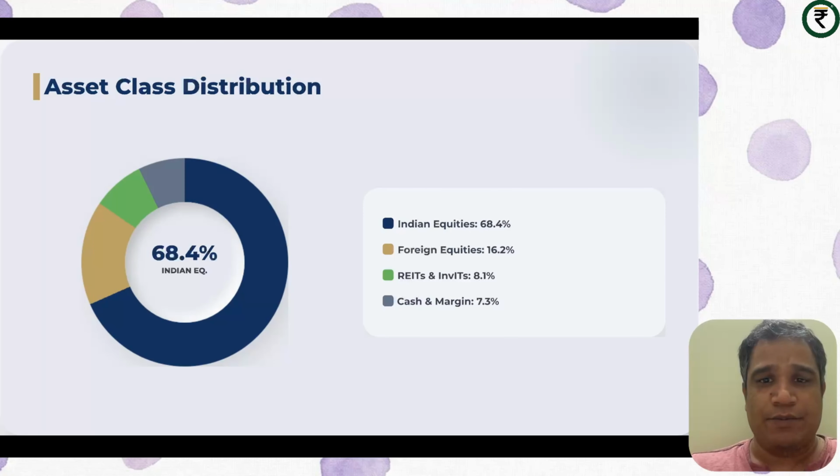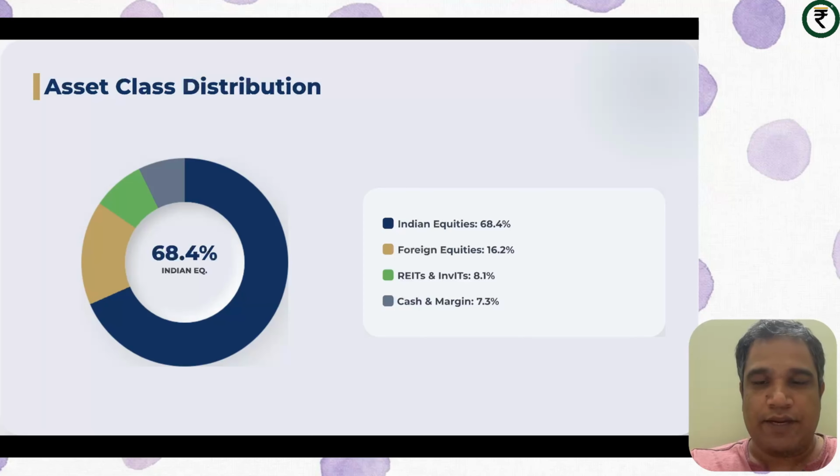What is the asset class distribution? The asset class distribution in the Flexi Cap mutual fund is specifically Indian equities at 68.4%. Foreign equities is 16.2%. The foreign equities generally give a little bit of currency stability back to the portfolio. The REITs and InvITs is 8.1%. Basically, REITs will provide you fantastic stability of the portfolio return. So generally, the REITs nowadays are available at 5.6% yield, and that brings about quite a lot of stability, right?